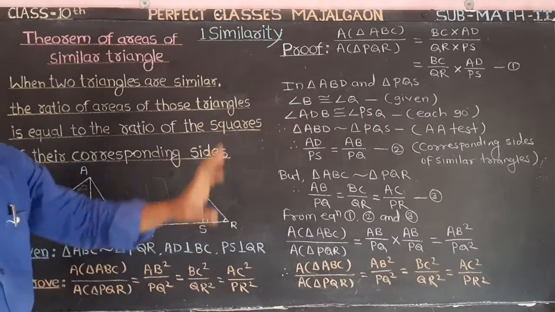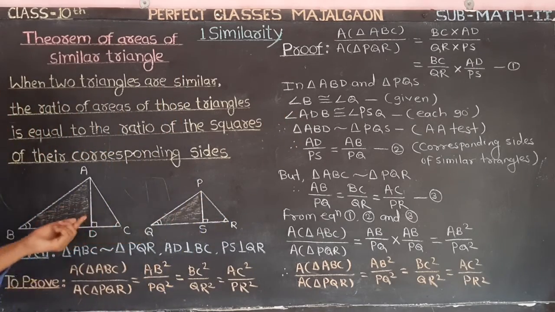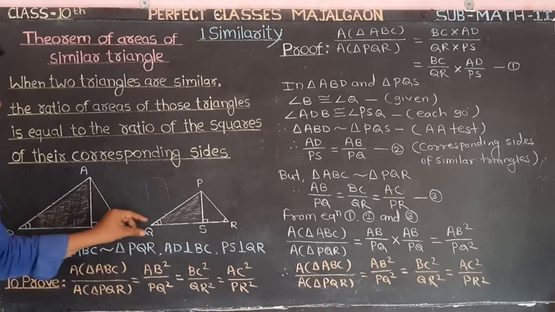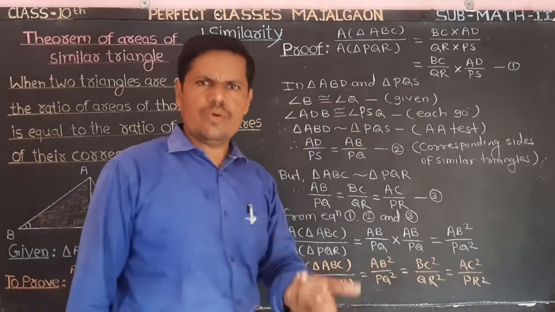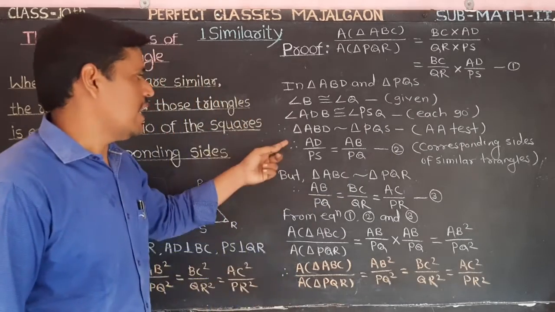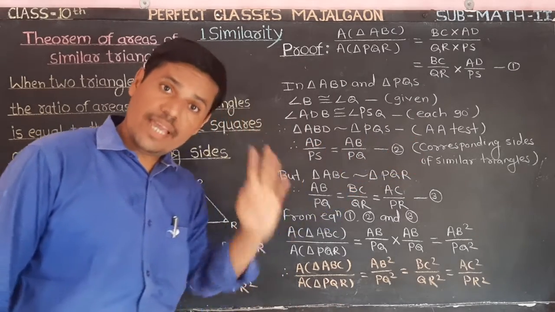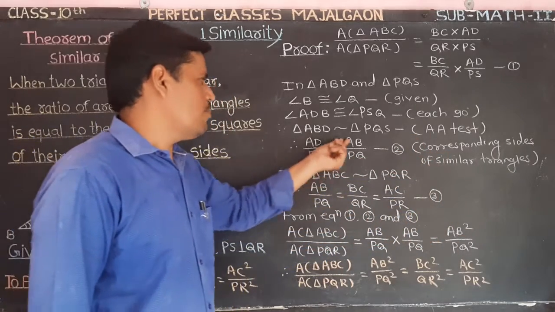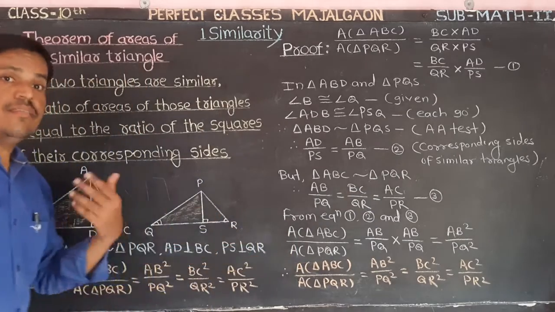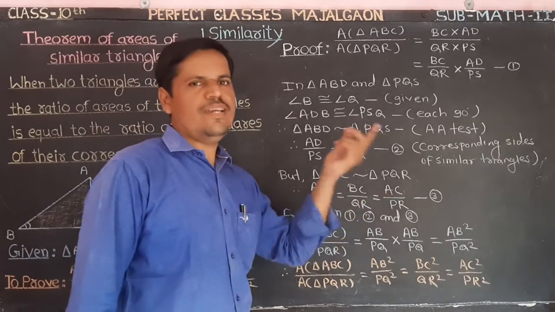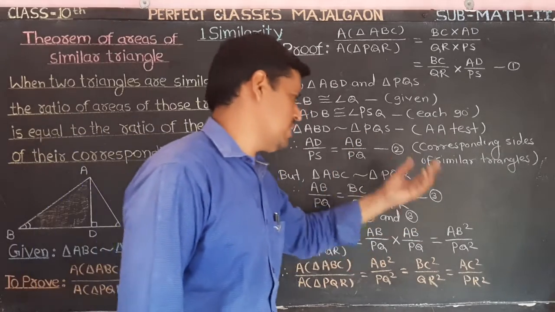How do we write this proof? We take these two triangles. Here I colored these two triangles in orange, ABD and PQS. Yes, in these two triangles, angle B is congruent to angle Q. Here I write B is congruent to Q, given. Also these are the perpendiculars, each 90 degrees. Then we can prove these two triangles are similar by the AA test. Then the corresponding sides are in proportion, AD upon PS. Corresponding sides of similar triangles are in the same proportion. Since these two triangles are similar, the corresponding sides are also in proportion. Name that equation number 3.